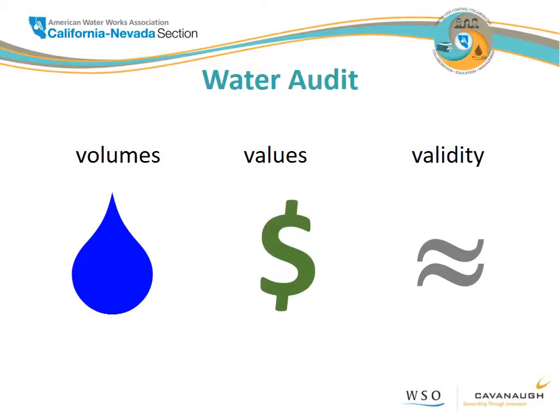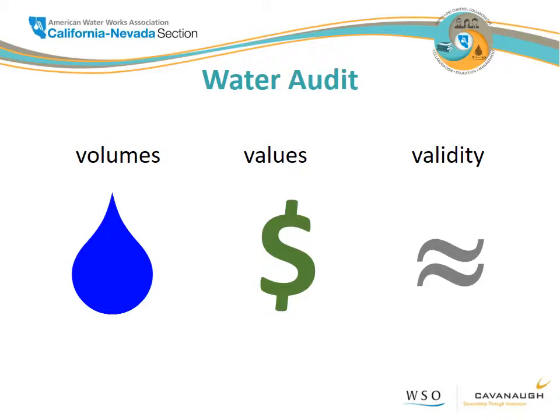In fact, the water audit presents the results, presents water losses in 3 different ways. First, we talk about volumes, absolute volumes. How much water in million gallons or acre feet are you losing to real losses? And similarly, how much water are you losing to apparent losses? We can then convert with some cost information about how much water is valued at your utility.